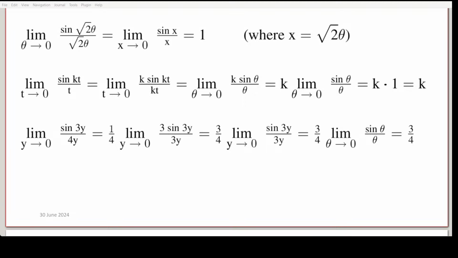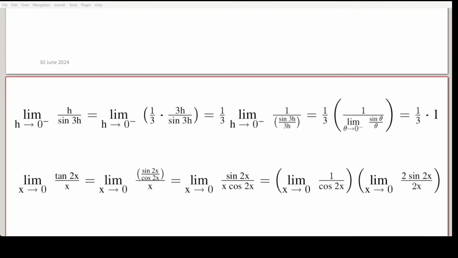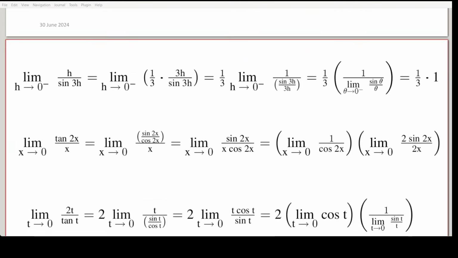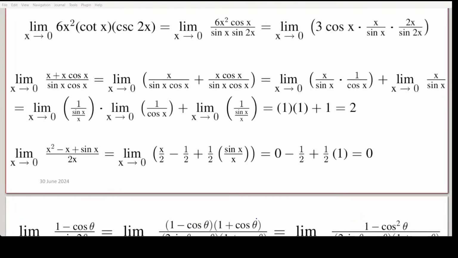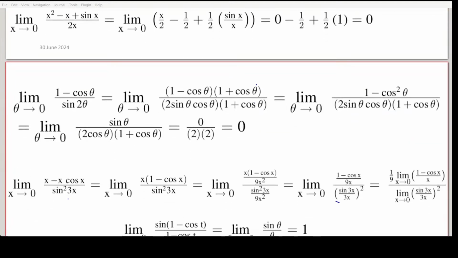These problems are pretty easy, right? 3 by 4 or k by 1, whatever. Yes, sir, very easy. 2 by 1, whatever. Okay? These are basic problems. And these kind of problems, you just need to manipulate a little bit so that you get sin theta by theta or whatever. These little manipulations you can do, right? Yes, sir. Okay? 1 minus cos 2 theta.